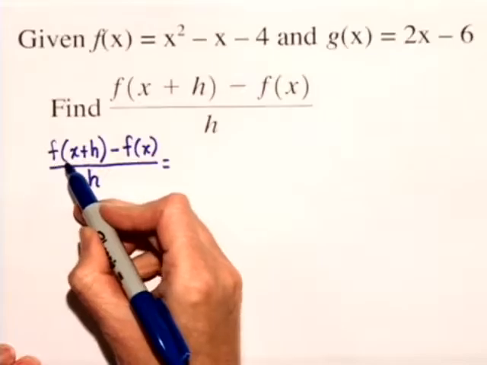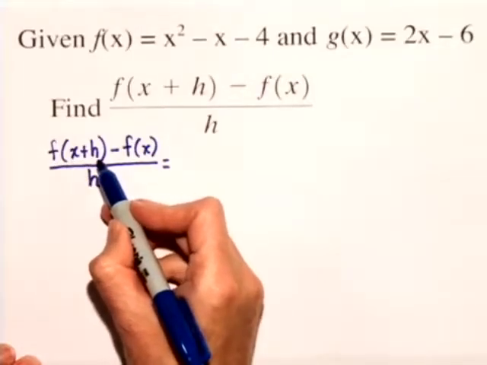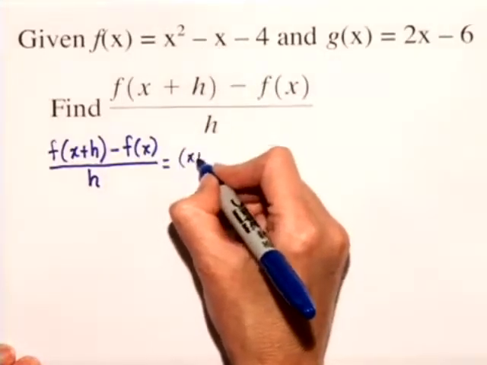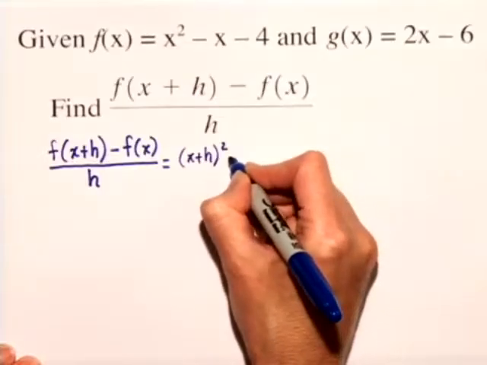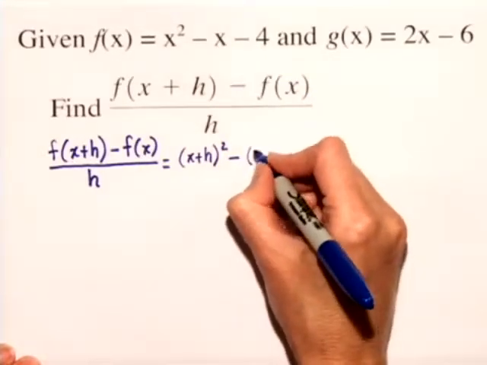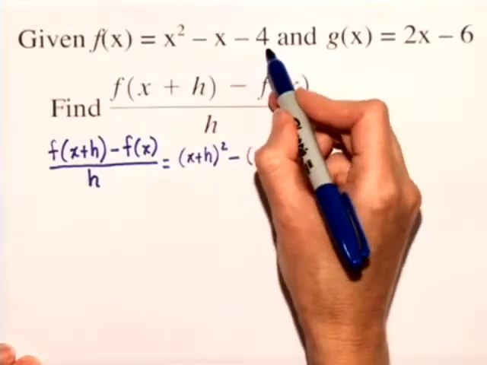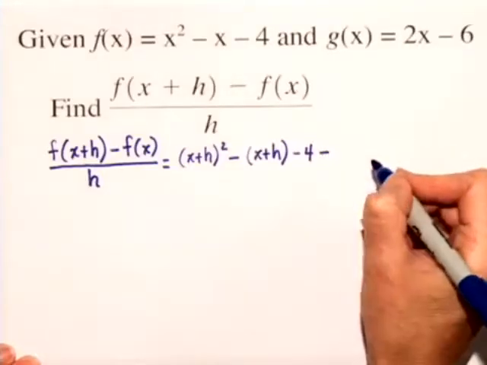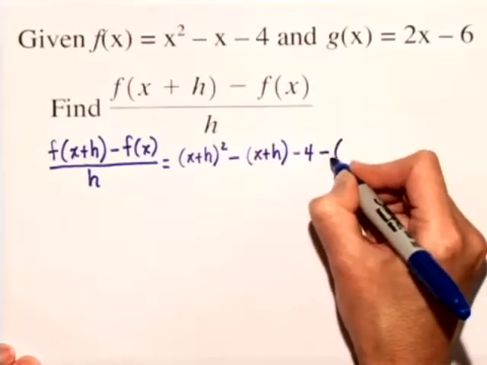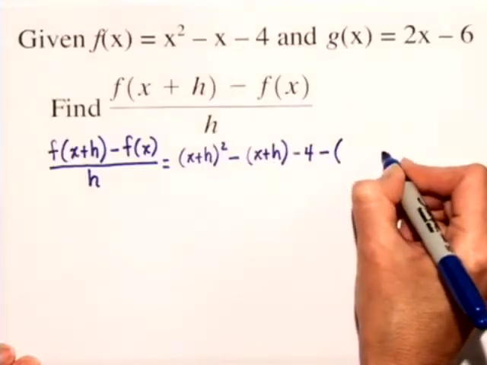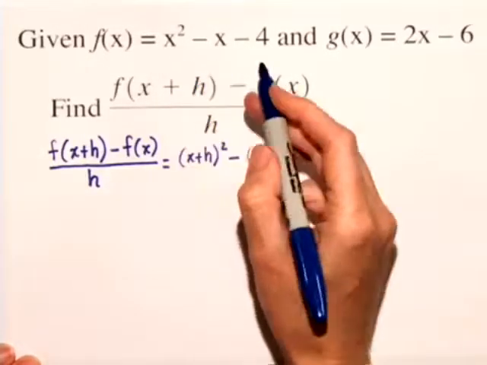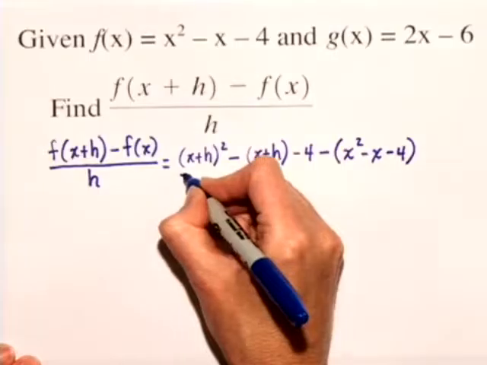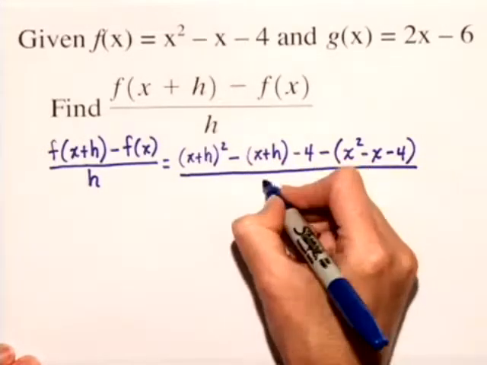Well, if we want to find f of x plus h, we substitute x plus h everywhere we see an x in our original function. So we're going to have x plus h quantity squared minus, instead of x, we'll have x plus h minus 4. And now we're subtracting f of x. So be careful here. When I subtract f of x, I need to write a parenthesis after my subtraction sign, so I subtract the whole thing, f of x. F of x equals x squared minus x minus 4. And this is all divided by h.